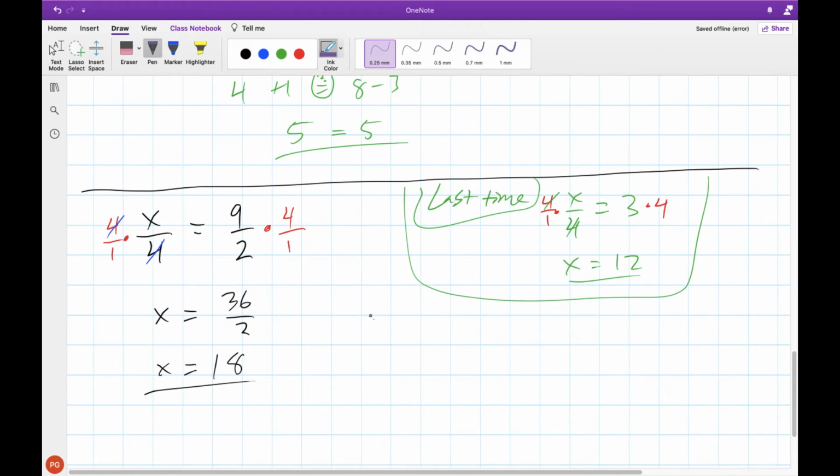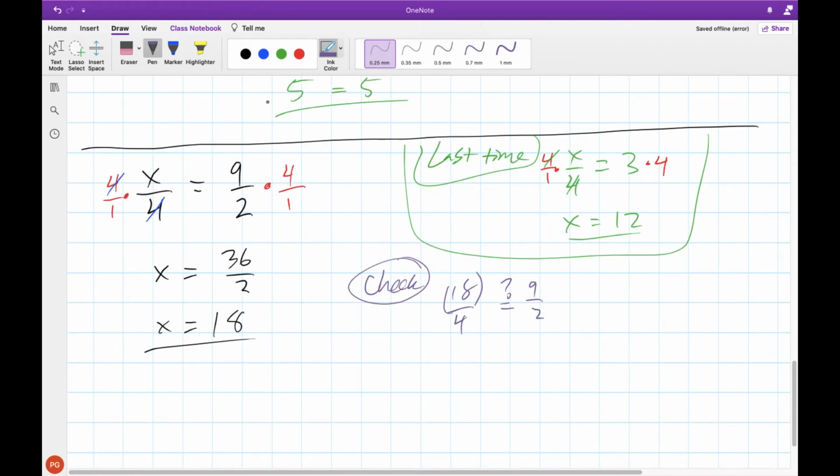And as always, let's check. 18 divided by 4, we can reduce this by dividing the top and bottom by 2. That would give us 9 over 2 on both sides of our equation, and we know we got this right.